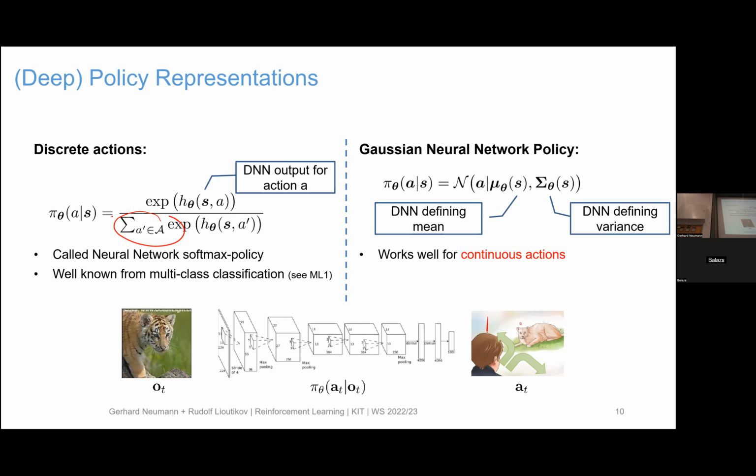Why do we want to have variance? Why don't I set it to zero? Yes, to explore. I need exploration. That's why I have a variance here. I don't want to take the same action all the time. Otherwise I don't learn. I need to explore.